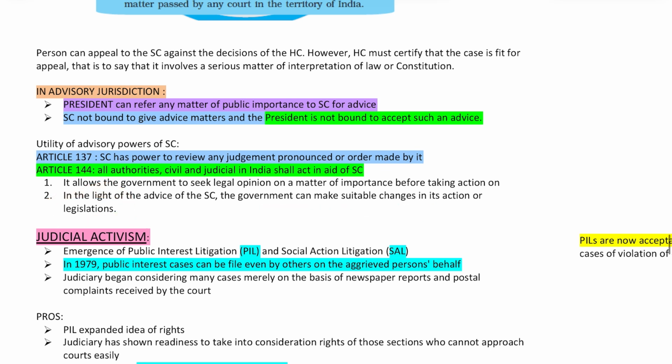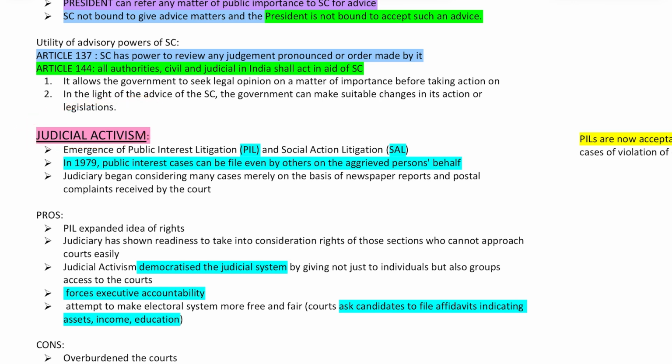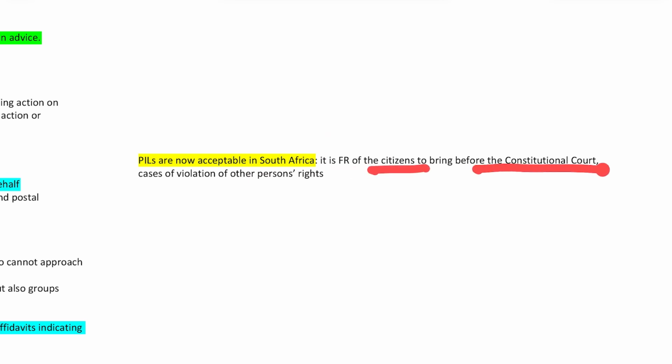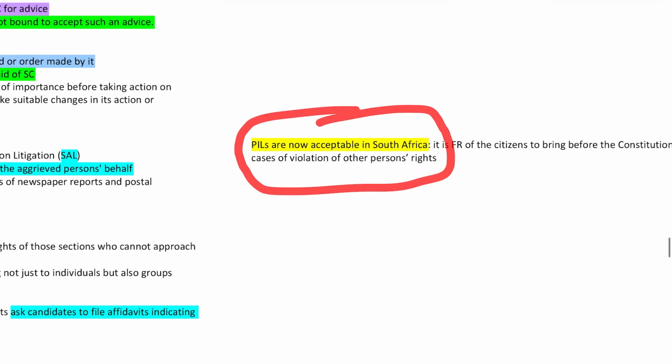The judicial activism: the emergence of public interest litigation and social action litigation. In 1979, public interest cases could be filed even by others on the aggrieved person's behalf. The judiciary began considering many cases merely on the basis of newspaper reports and postal complaints received by the courts. PILs are now acceptable in South Africa. It is the fundamental right of citizens to bring before the Constitutional Court cases of violation of other persons' rights. So this is the general convention in South Africa.